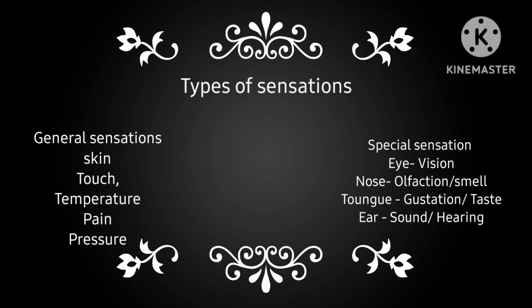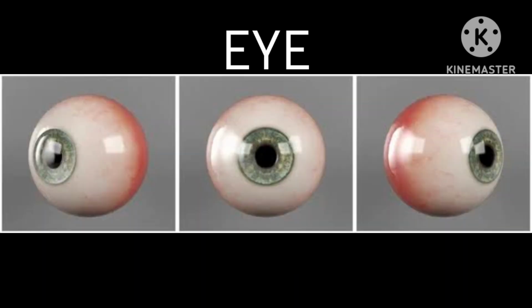Special sensations are those types of sensations which will be felt in a certain area only, from certain organs. Example, eye, nose, tongue, ear, these are called special sensory organs. Eye receives signals of vision, nose for olfaction, tongue for gustation, that is taste, ear for sound. We will see about the eye first.